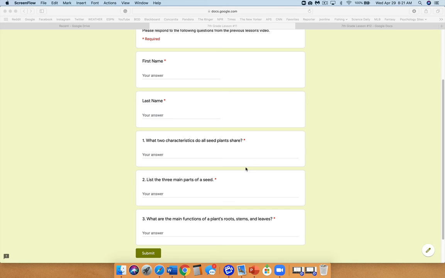The second one says list the three main parts of a seed. So the embryo, stored food, and the seed coat are the three main parts of a seed.